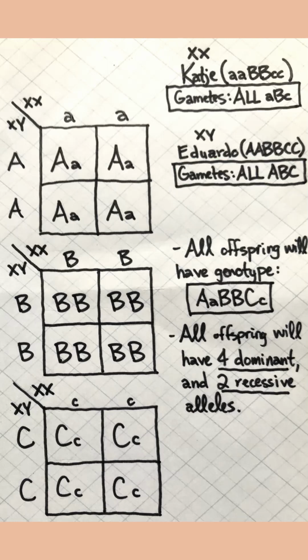So we start with our first Punnett square, and you can see the XX parent is on the top, XY parent is on the side. XX parent is contributing 2 recessive A's, XY parent is contributing 2 dominant A's, and then you can see I've already done the Punnett squares for all 3 of these traits. All the offspring will have the genotype heterozygous dominant for A, homozygous dominant for B, and heterozygous dominant for C. So all the offspring will have 4 dominant and 2 recessive alleles.